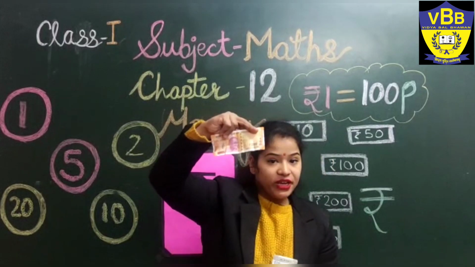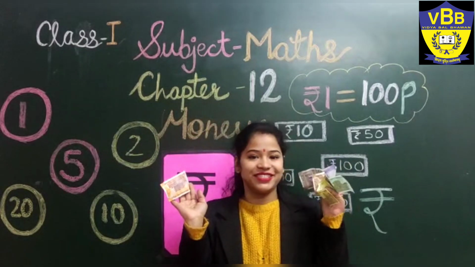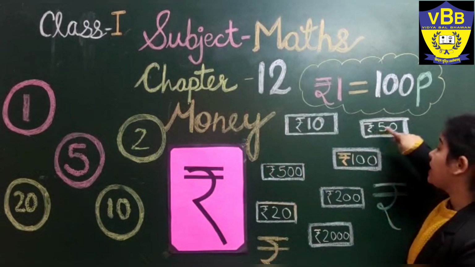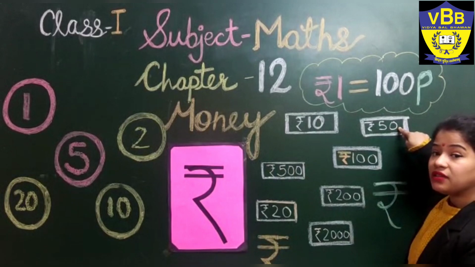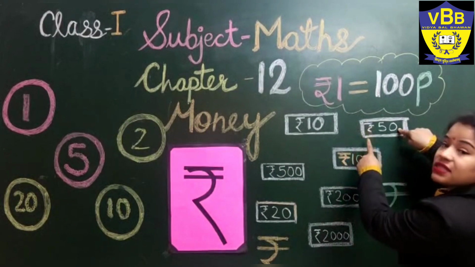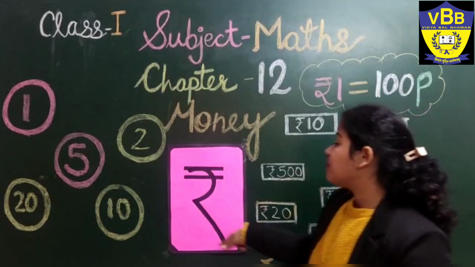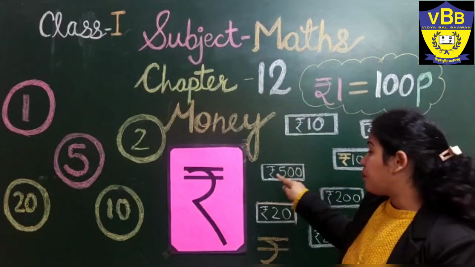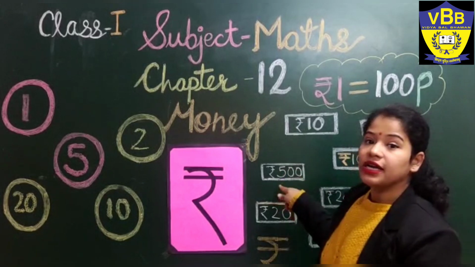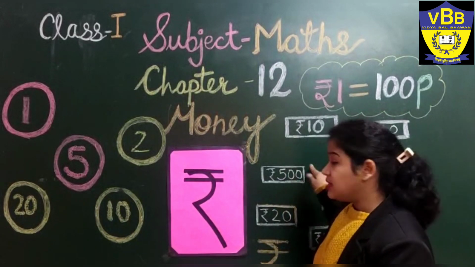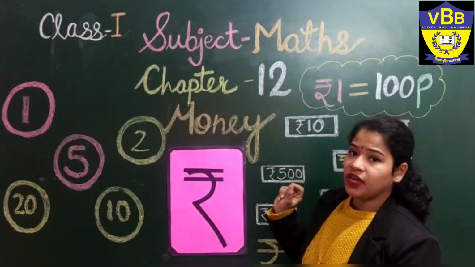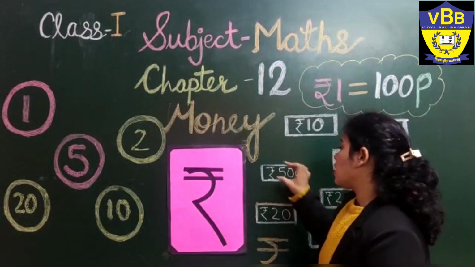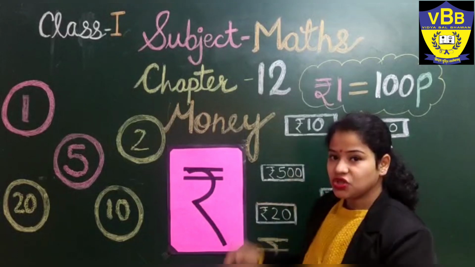This is a 200 rupee note. See, I have so many rupees. Whenever we write any number, like 50, only 50, it is not rupees. If we do not write the rupees symbol here, then it will not be money. When we write rupees 500 here, it is our rupees 500. Now it is called money. Got it? The symbol is very, very important to form money. Students, you got it, all of you now?